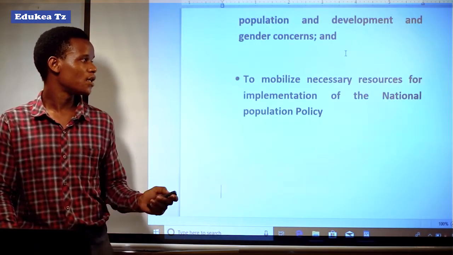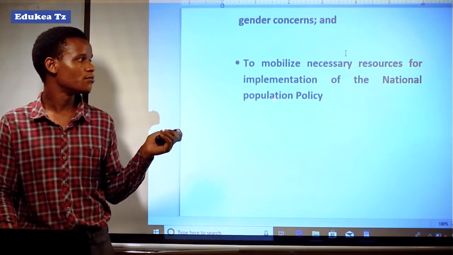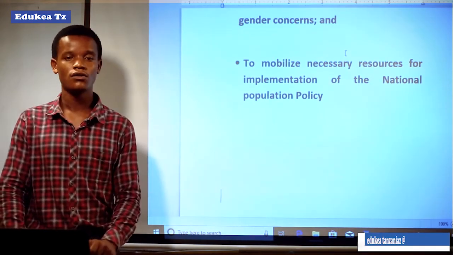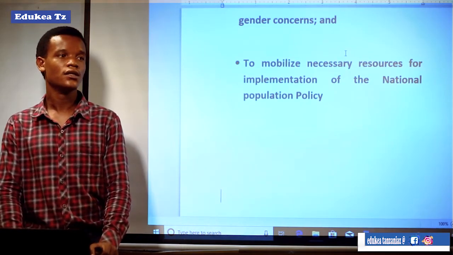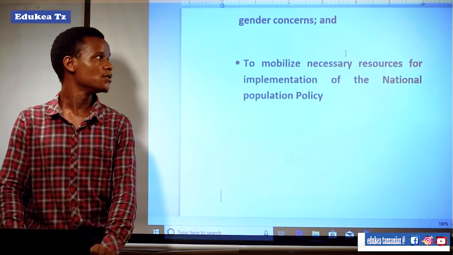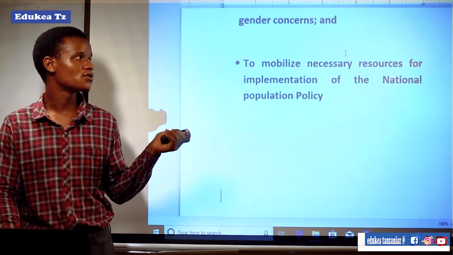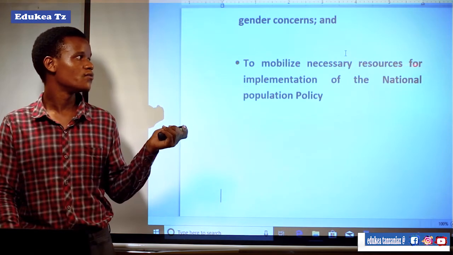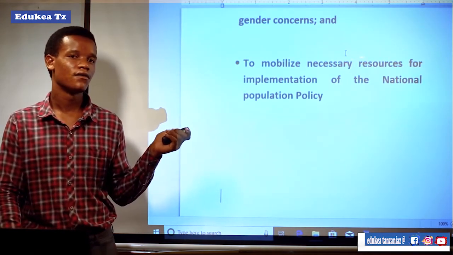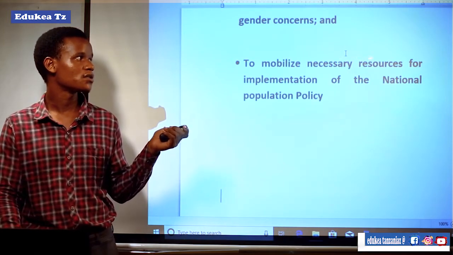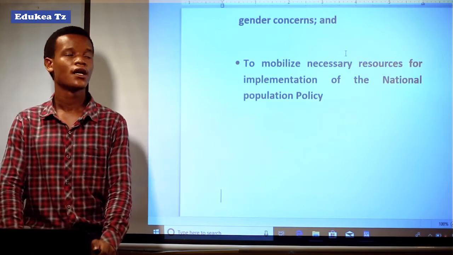Another is to mobilize the necessary resources for implementation of the national population policy. Also, through population policies, both explicit and implicit, it will make it easy for the government to mobilize the necessary resources for implementation. Those necessary resources like minerals, forests, rivers, oceans, etc. will be used in a good way for the purpose of the nation.